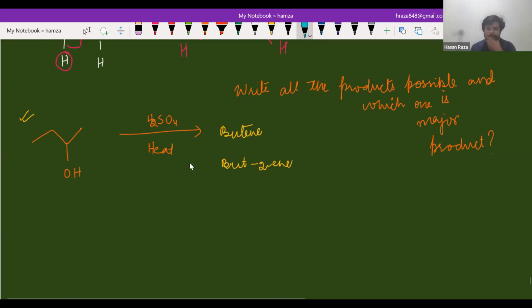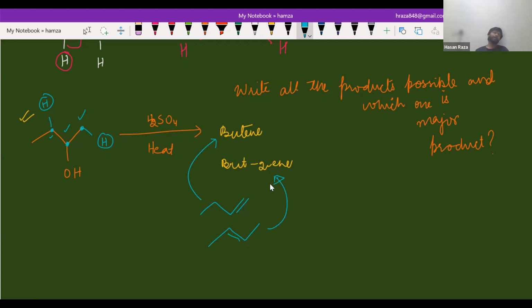So what you just did, it's very simple. This OH is connected with this carbon, and with this carbon there is direct attachment of two carbons, this and this. If you remove hydrogen from here, the double bond will form between this carbon and this carbon. And if you remove hydrogen from this carbon, the double bond will be formed between this and this. So it will be like this. So this is 1-butene, and this is 2-butene. So can you tell me which one is the major product?